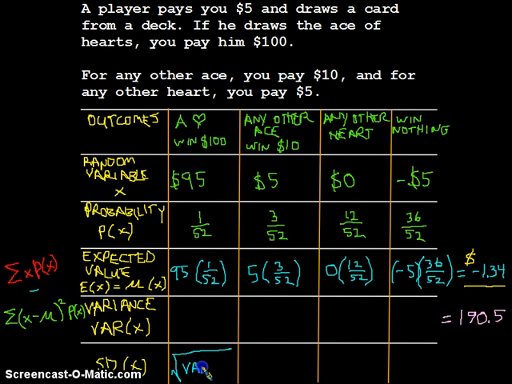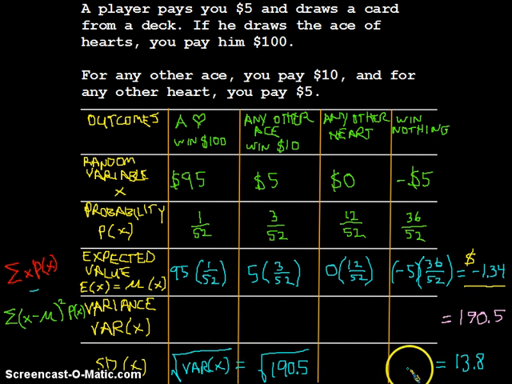So take the square root of the variance, and we'll have the standard deviation. And in this case, the square root of the variance is equal to the square root of 190.5, and in this case it gets us about 13.8.